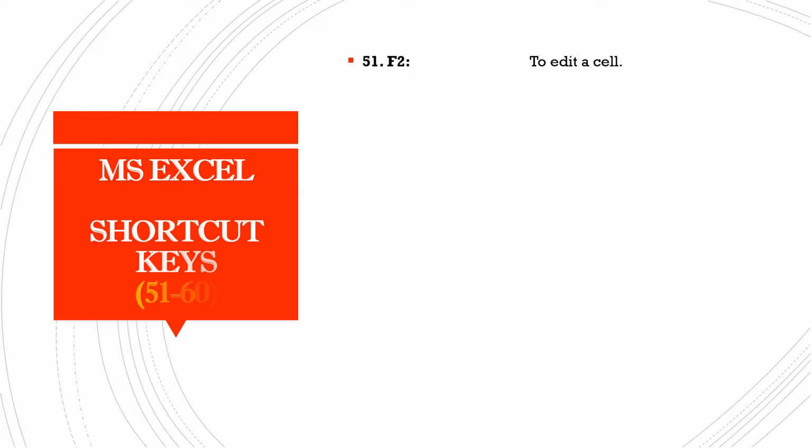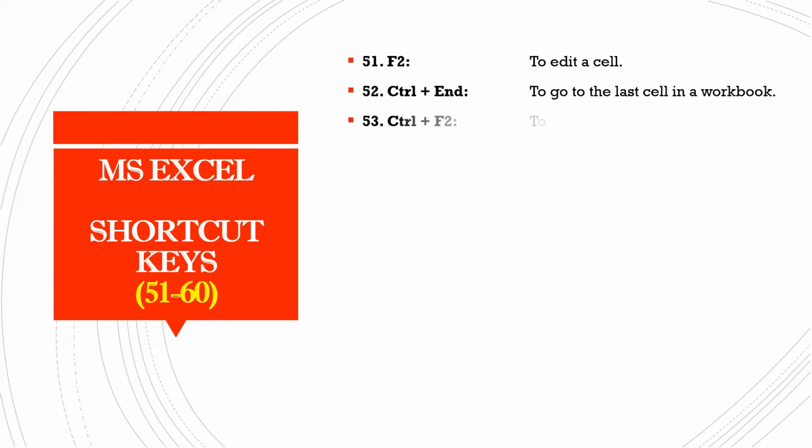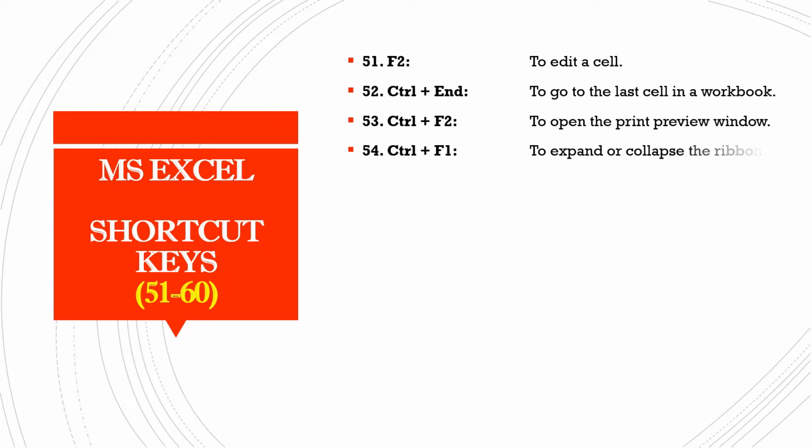51st key is F2 which is used to edit a cell. 52nd key is Control N which is used to go to the last cell in a workbook. Another key Control F2 to open the print preview window. Another key Control F1 which is used to expand or collapse the ribbon. Another key Alt which is used to open the access keys. Tab shortcut key is used to move to the next cell.